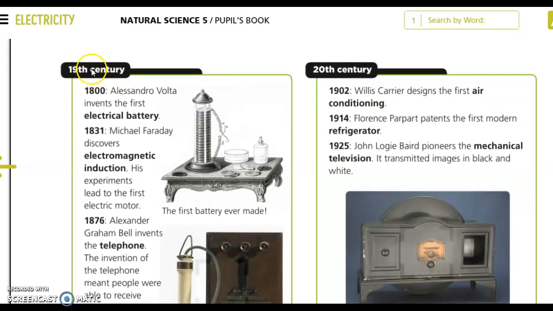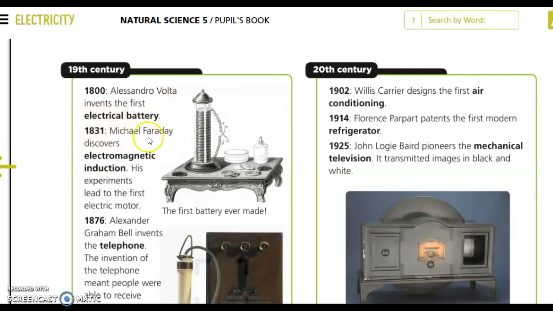We are gonna start in the 19th century, right? Ready? Yeah, I am. Off we go. 1800. Alessandro Volta invents the first electrical battery.